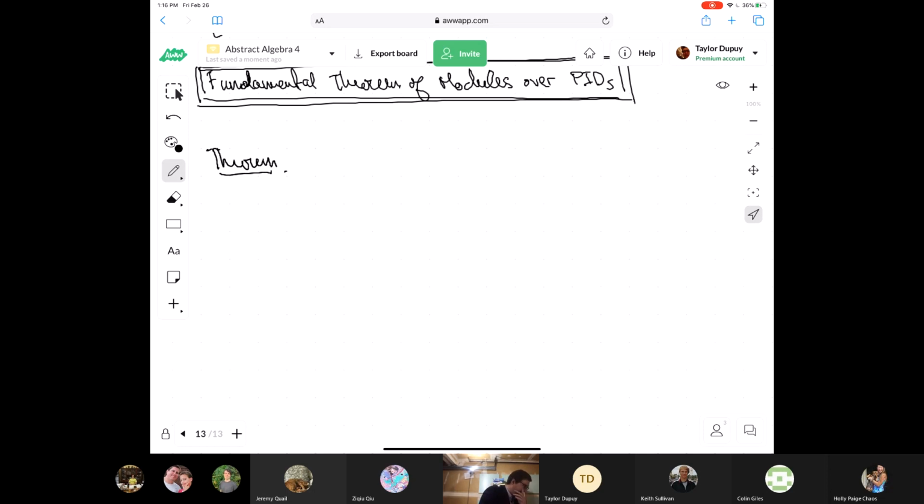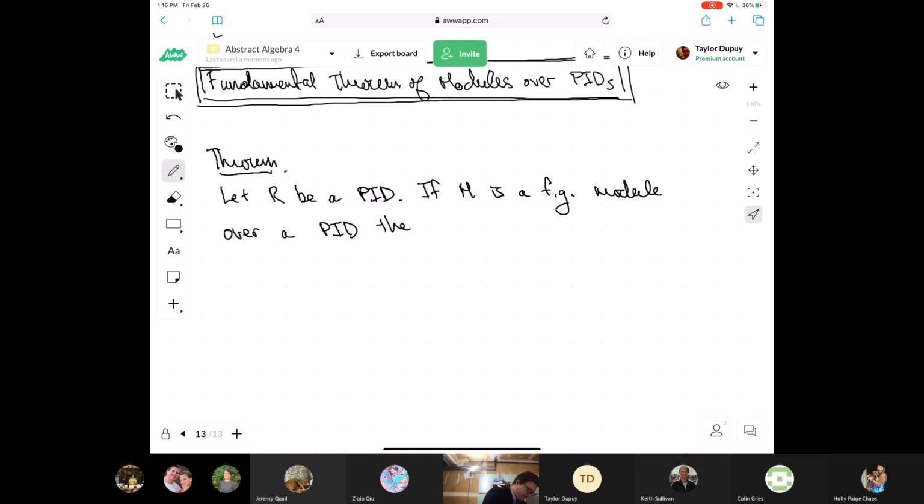Let R be a PID. If M is a finitely generated module over a PID, then M is isomorphic to R mod A1, direct sum R mod A2, direct sum and so on, direct sum R mod Am for some m, direct sum R to the r.